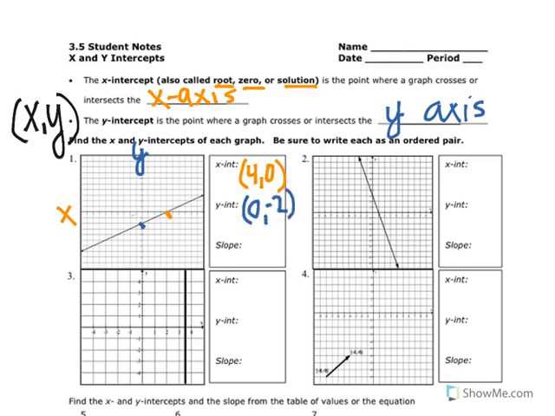Now, it asks us right here in this call-out box for the slope. So we can find the slope by doing rise over run. We can see that this line has positive slope, so that's 2 over 4, which equals 1/2.